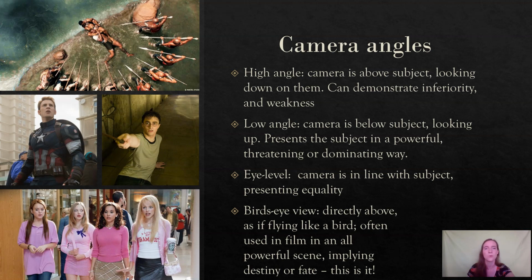On the other hand, we've got Captain America, which is the low angle. If the camera is below the subject, looking up at them, it presents them as powerful, threatening, and dominating, but it can also make them look like a hero, someone that we can look up to as an audience. We've got eye level, which is where the camera is in line with the subject. An example of this is Mean Girls, where they are presented as equals, some groups of people that we as the audience can relate to, on the same level as them.